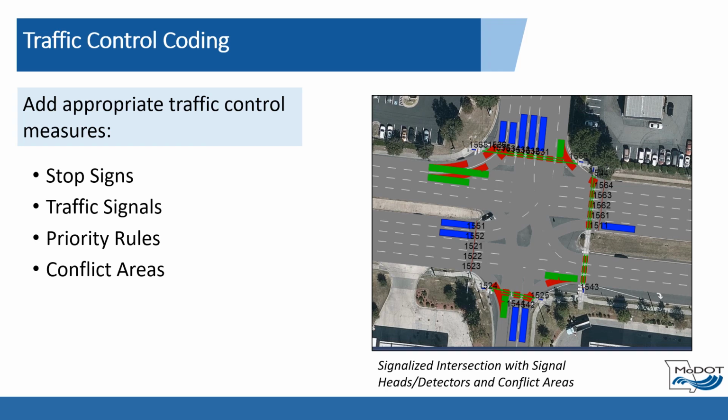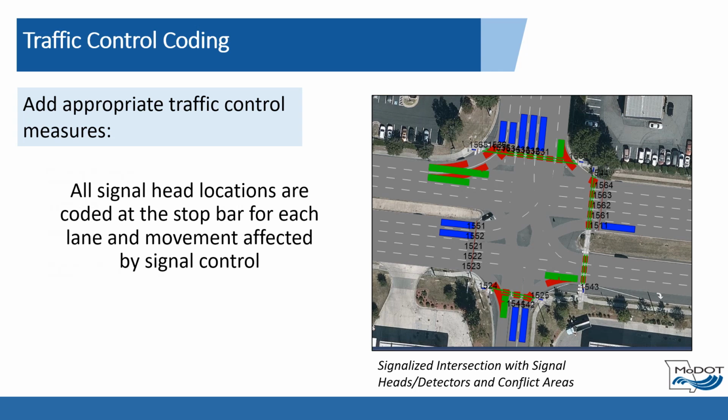Conflict areas are typically easier to code and work for most routine interactions, but priority rules give the analyst more control for more complex situations. It is the analyst's discretion to utilize conflict areas or priority rules for controlling vehicular interaction.